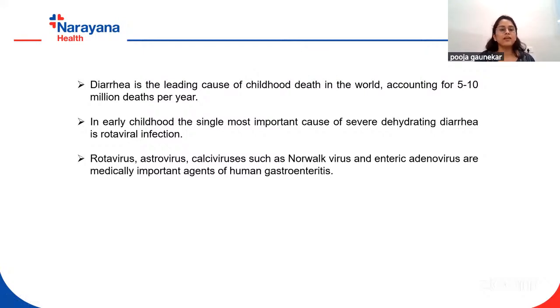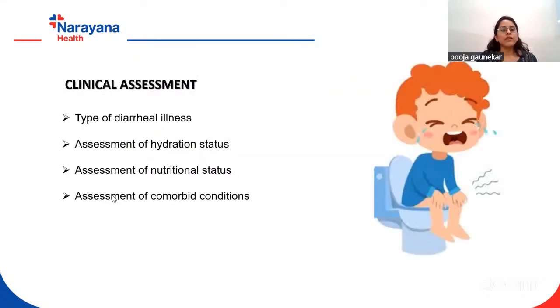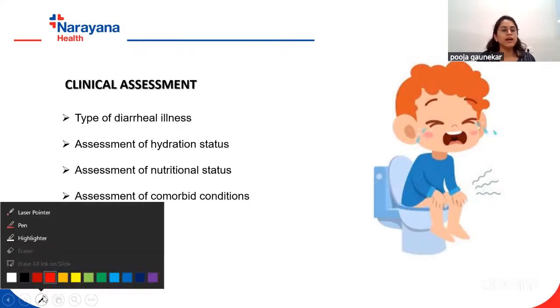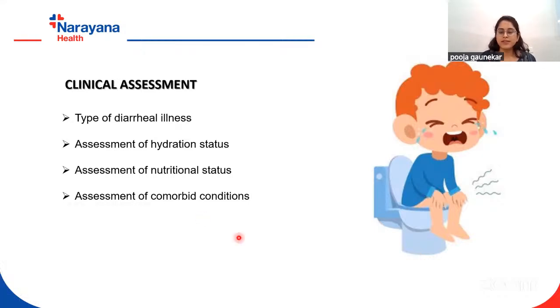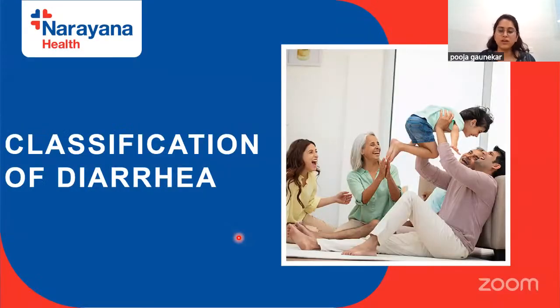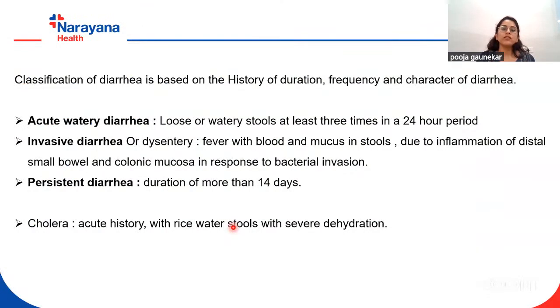Other viruses like astrovirus, calicivirus, noroviruses are also important. So when we do clinical assessment, we have to see what is the type of the diarrheal illness, what is the hydration status, nutritional status, and see for any comorbid conditions. So classification of diarrhea is based on the history of duration, frequency, and character of diarrhea.